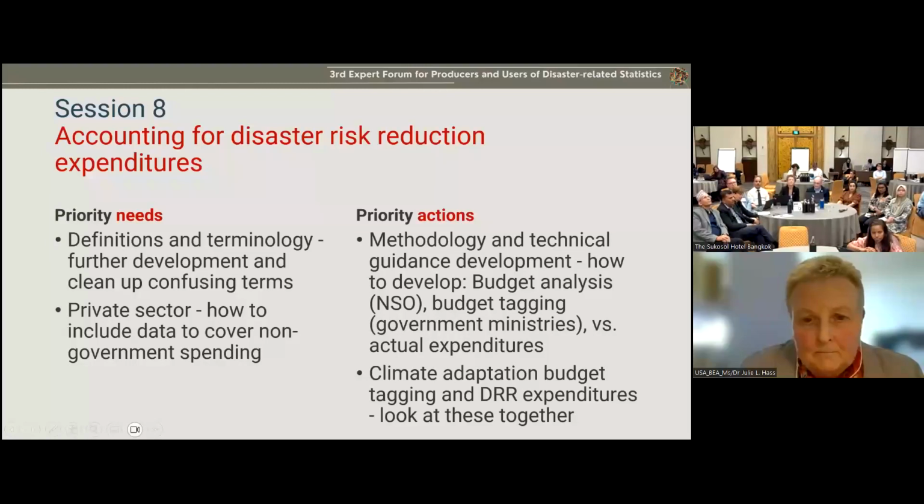And a final recommendation or action is to not look at this in isolation, but start to try and think of these things together with climate adaptation and disaster-related expenditures together. And I would also advocate that we put it into the SEEA context of environmental protection expenditures and resource management and ecosystem development that way. So these were probably the main things and priorities that came out of the last session.